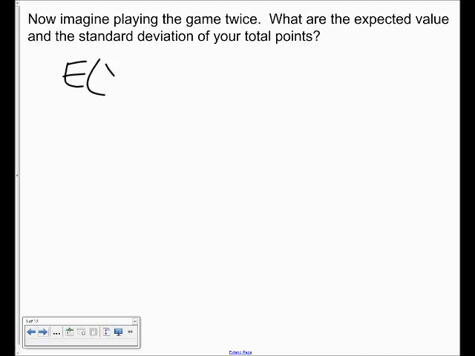So I'm going to put y sub 1, and then plus, what if I play it a second time? So y sub 2. Make sure you put y sub 1 and y sub 2 to show that they are independent events here. The idea is that if I roll the dice and I get a 5, that doesn't actually change the likelihood of me getting 1, 2, 3, 4, 5, 6 on the next roll. So just keep in mind they are independent events.